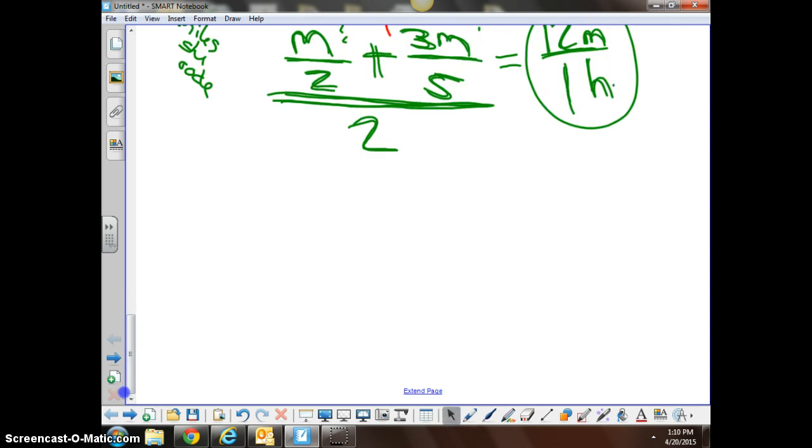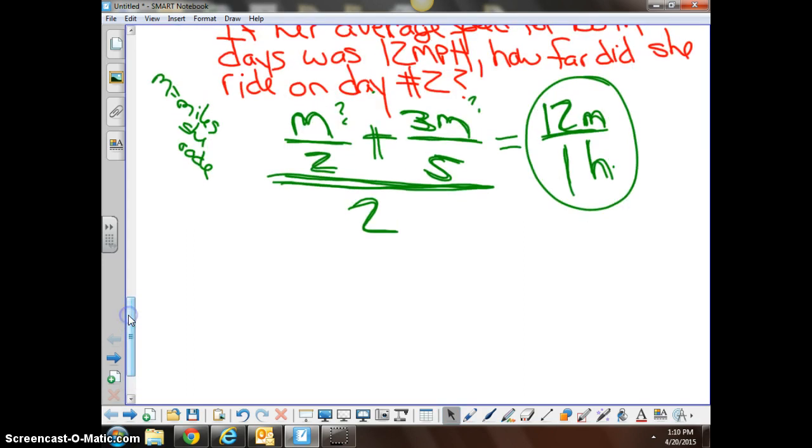How do you solve that? Okay, I'm going to rewrite it so it's a little prettier. M over 2 plus 3M over 5, this whole thing divided by 2 equals 12. 12 miles per hour, right? Do we love working with fractions? No. Do we love working with fractions in these types of problems? No. So how are we going to get rid of the fractions on the left side of our equation, Christina?